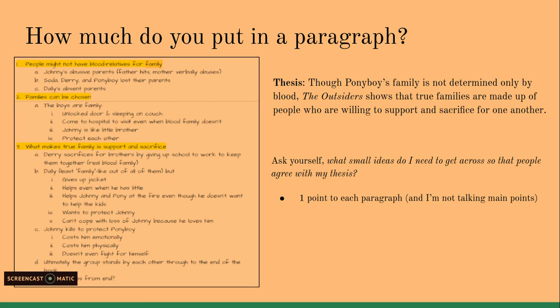And for Soda, Darry, and Ponyboy, I might be making the point that their parents are not there, so they can't have them as their normal family. And that's where they've lost the blood relations for family, at least in terms of parents. And then I might get to Dally's absent parents and go, I kind of already made the point that parents are absent. So maybe I can cut this.